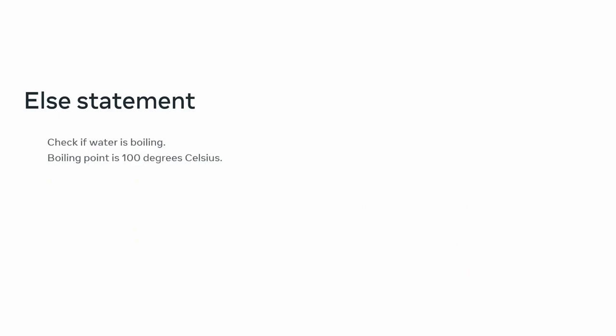Water boils at 100 degrees Celsius, so in this scenario, you will check if the water temperature is greater than or equal to 100. First, you declare a variable named water temp and assign it a value of 92. So you type let water temp equal 92.